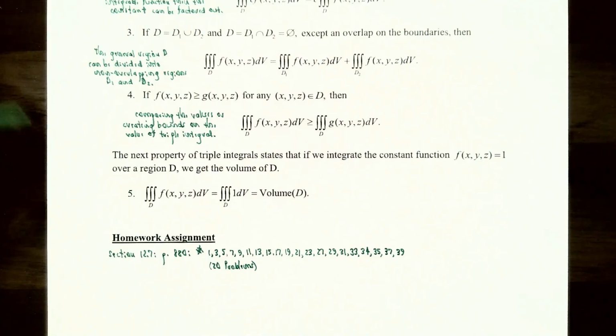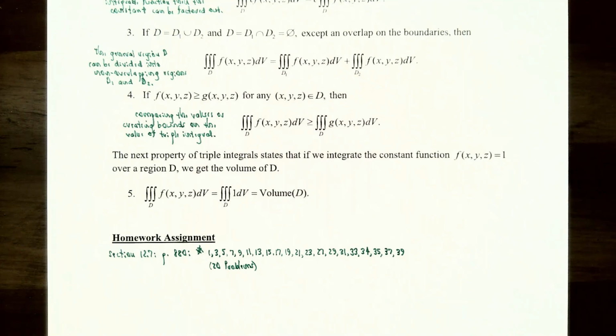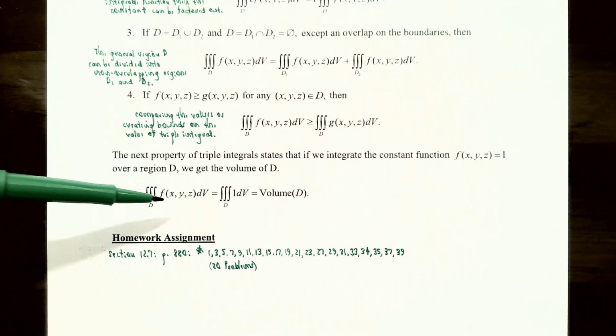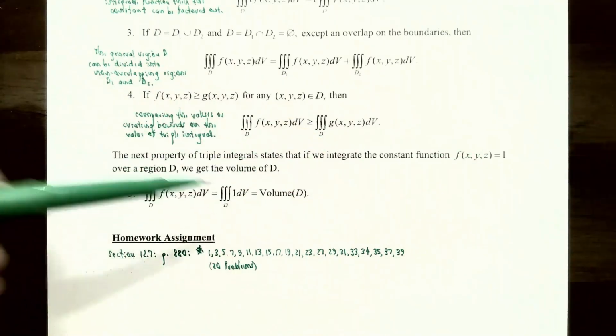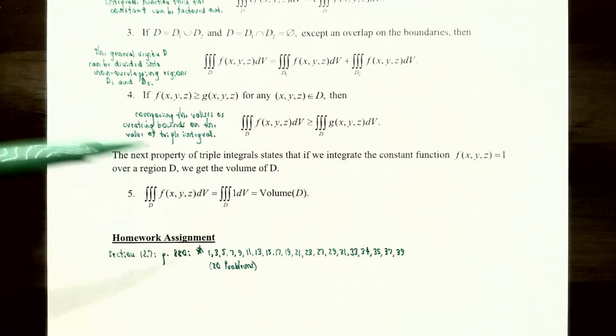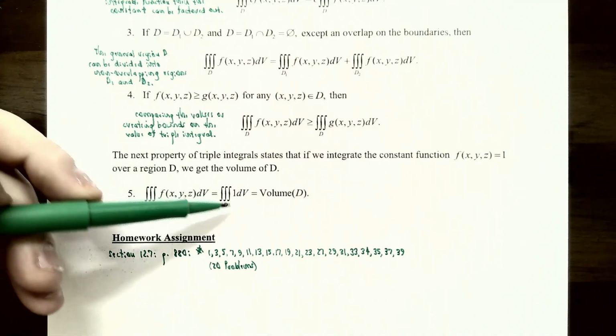And so finally, the next property for triple integrals states that if we integrate the constant function, where the function f of x, y, z is just the function 1, for all values x, y, z over the region D, then property number 5 says the triple integral over the general region D for the function f, we're going to replace f of x, y, z with the function 1. Then you have the triple integral over the general region D of the function 1 with respect to volume. You will just calculate the volume of this region D.